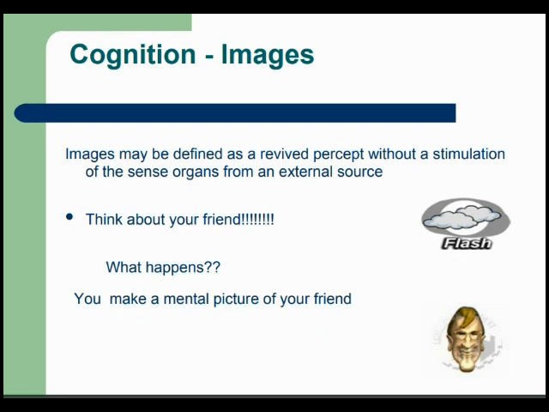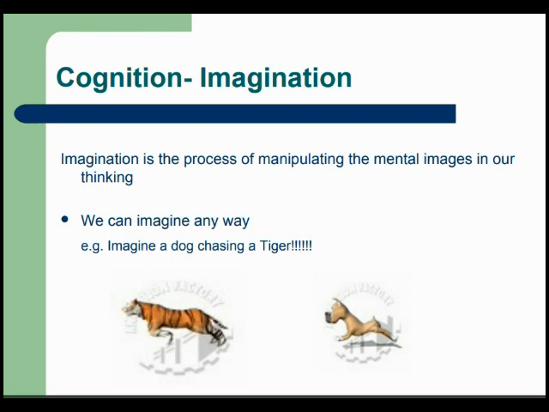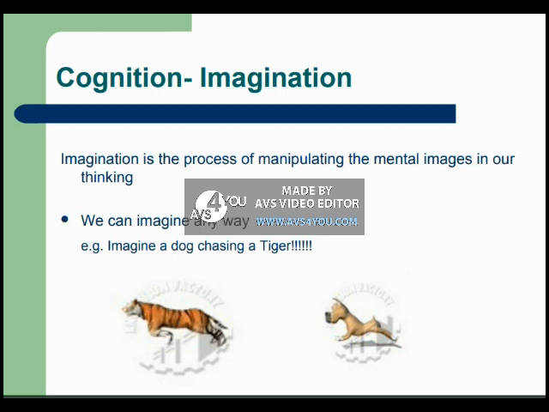Cognition, images. Images may be defined as a revived percept without a stimulation of the sense organs from an external source. Think about your friend. What happens? You make a mental picture of your friend. Cognition, imagination. Imagination is the process of manipulating the mental images in our thinking. We can imagine any way. Example: imagine a dog chasing a tiger.